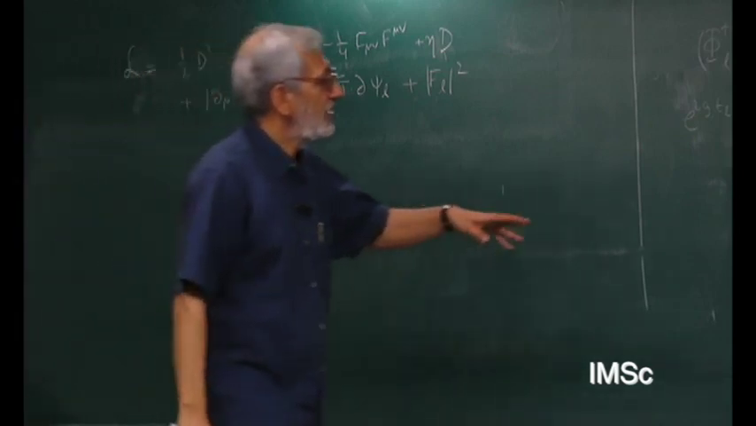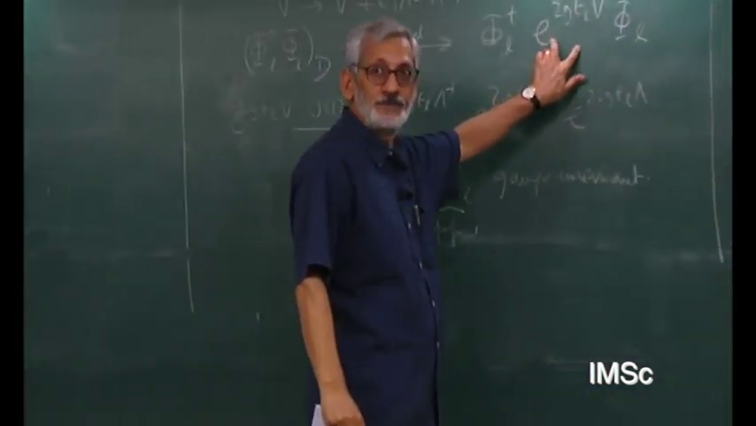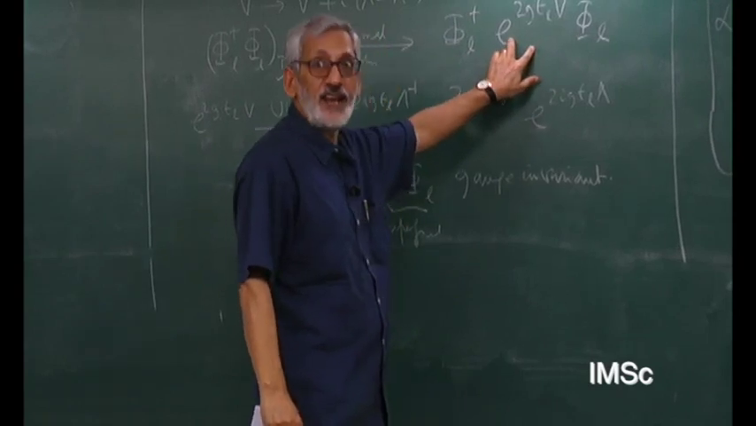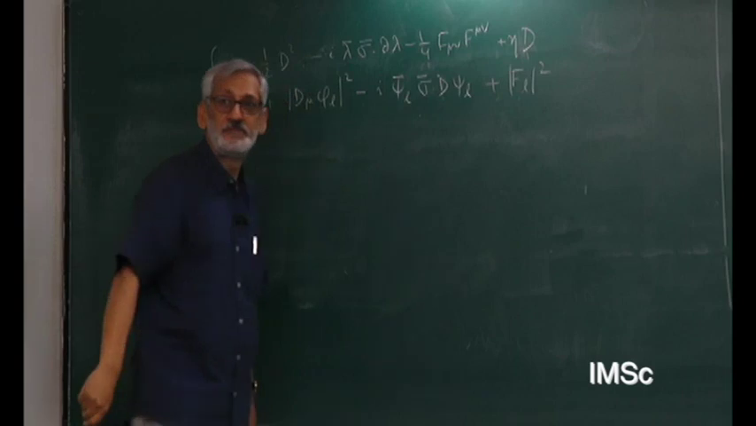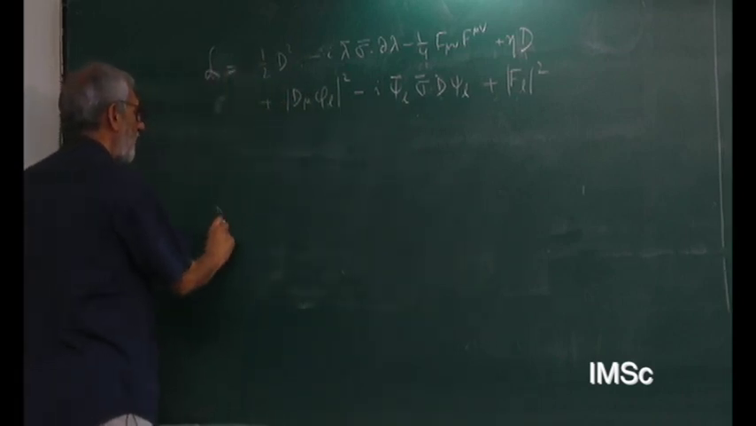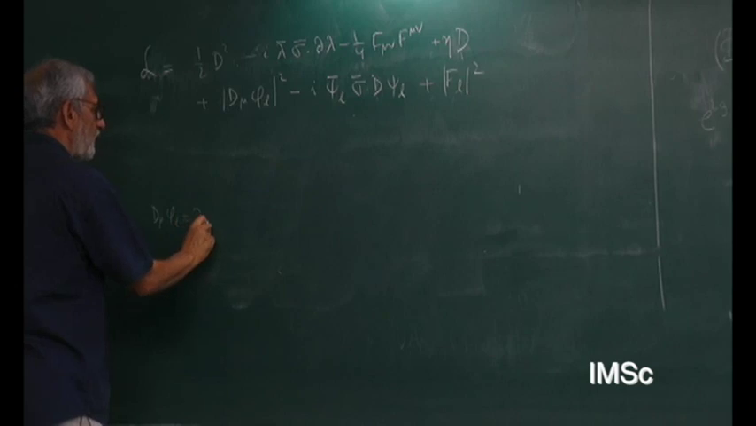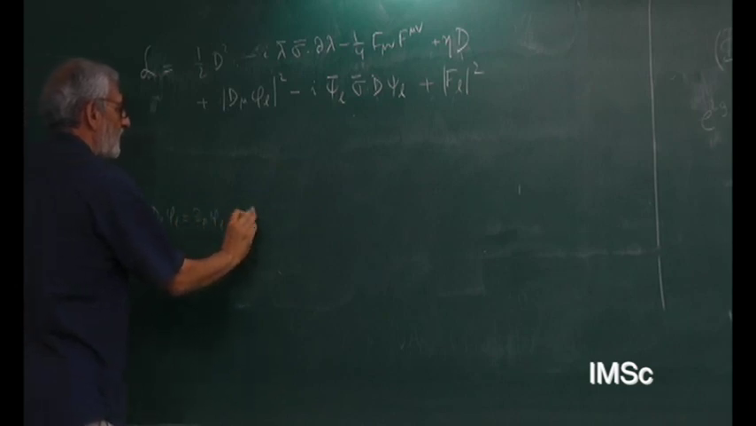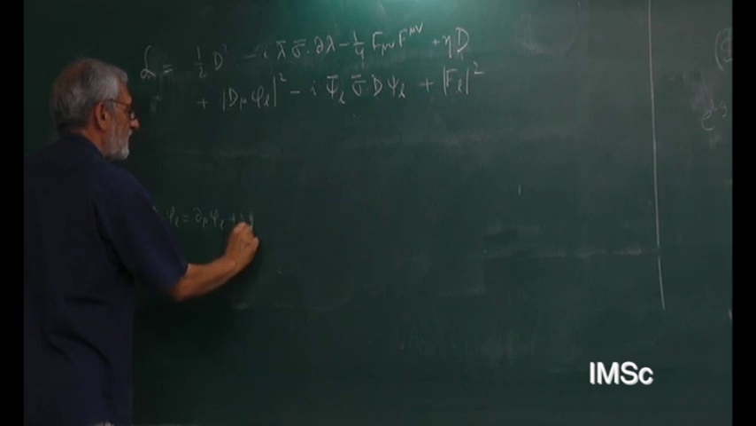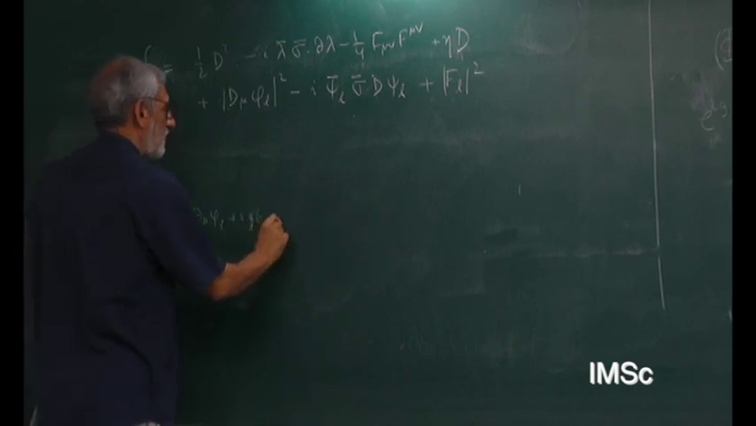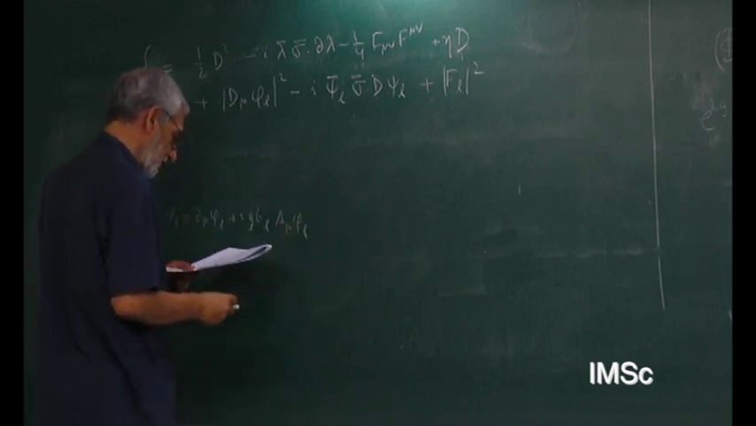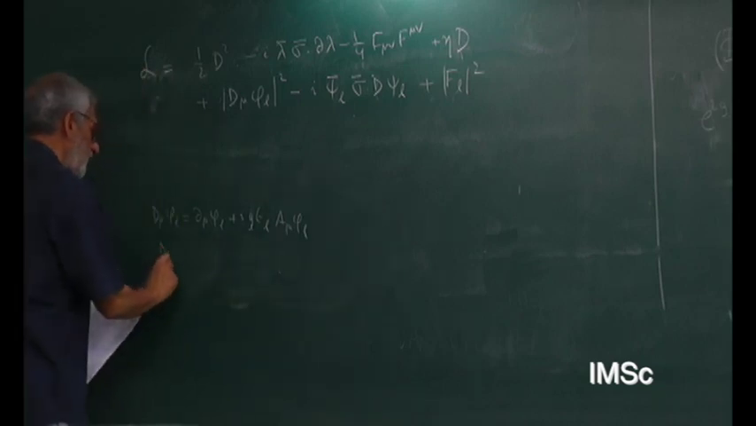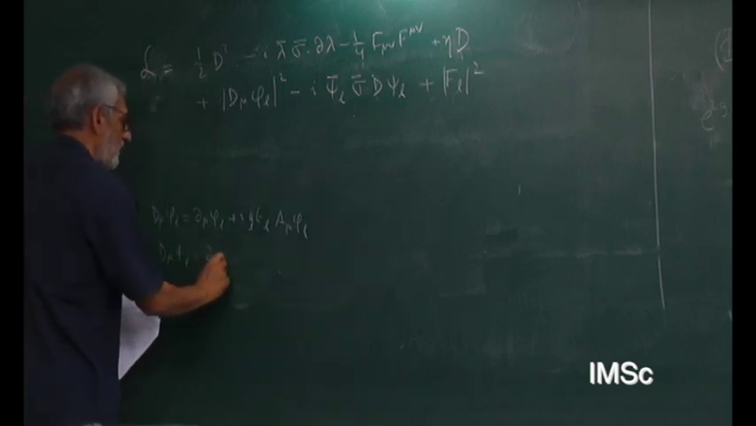If there was nothing sitting in here, this object sitting in there, if you do the calculations, what it does is it converts this into a covariant derivative, where D mu phi L is d mu phi L plus I g T A mu phi L. And D mu psi L is also the same.